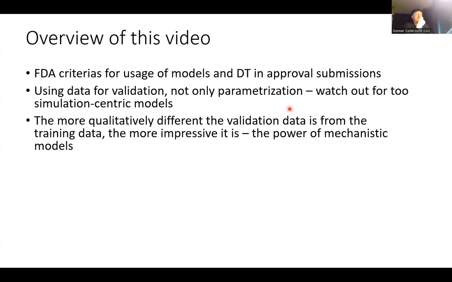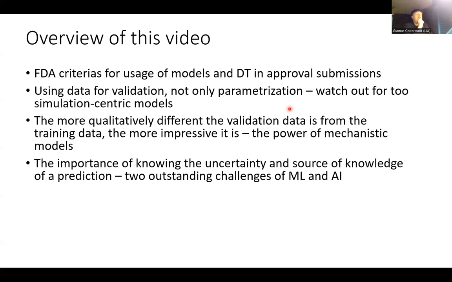And I also want to say that the validation becomes stronger the more qualitatively different it is compared to the training data. And this really points to the power of mechanistic models, which is, as you probably have noticed, one thing I've tried to come back to many times in this course. And also the importance of knowing what is the uncertainty and what is the source of knowledge of a prediction. So if you have some kind of statement, we believe this will happen, we believe that you have a tumor, or that you should take this treatment, or whatever it is, then you want to know how certain are you, and what is the source of knowledge that you have for this.